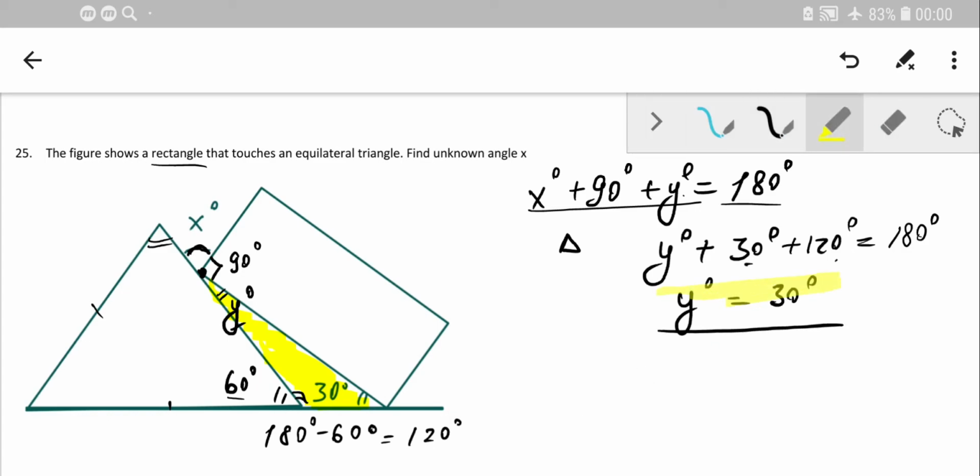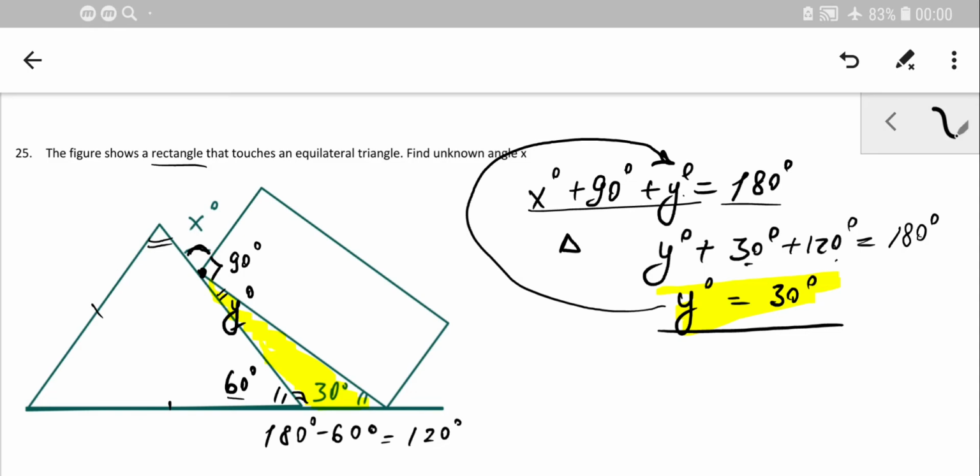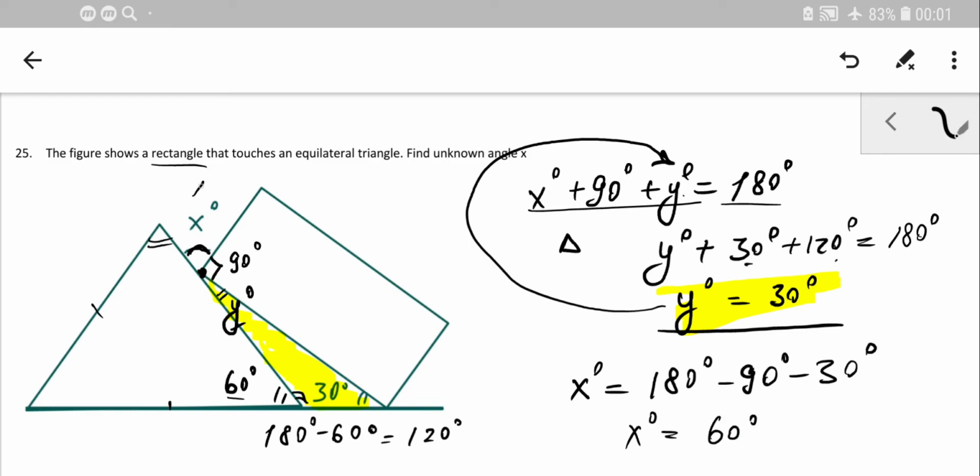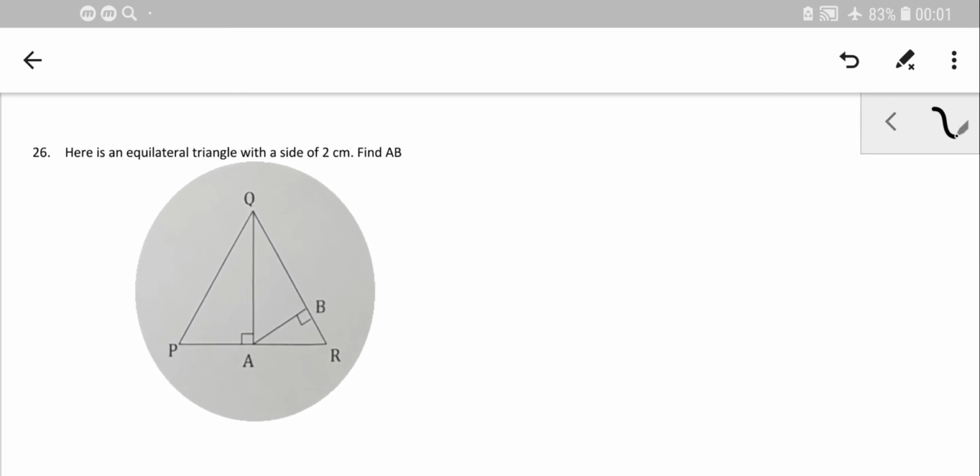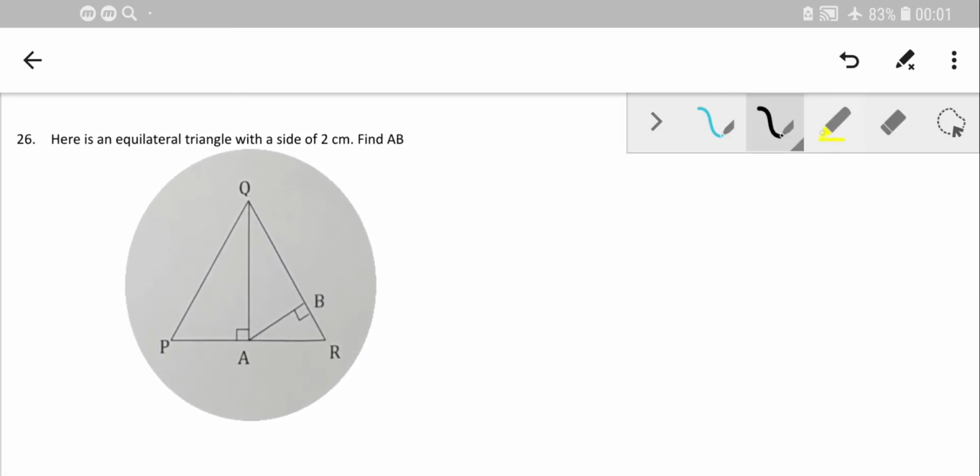So y is 30, and then we can figure out x by plugging in the degree measures we found. x is simply 180 minus 90 minus 30, which is 60 degrees. So we calculated that angle x is 60 degrees. All right, let's move on. Number 26, it's in a circle, interesting. Here is an equilateral triangle with a side of 2 centimeters.